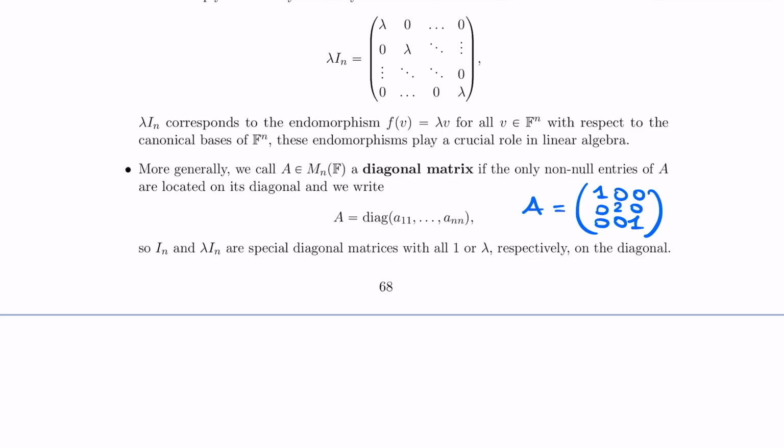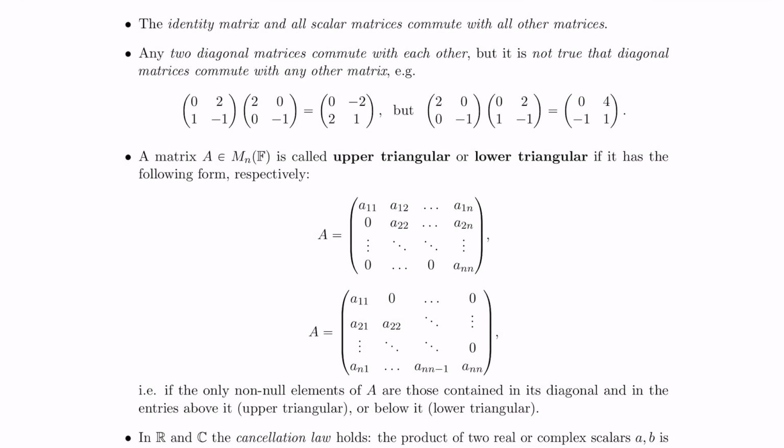Diagonal and scalar matrices have particular properties regarding the commutativity of product. Let me recall that two matrices are said to commute if AB is equal to BA. The first property is that the identity matrix and all scalar matrices commute with all the other matrices, of course, with the same order. Then it can be checked that any two diagonal matrices commute with each other. However, pay attention, it is not true that diagonal matrices commute with any other matrix.